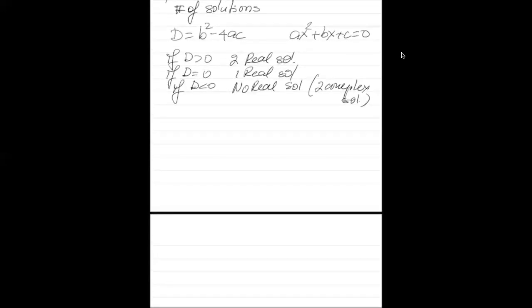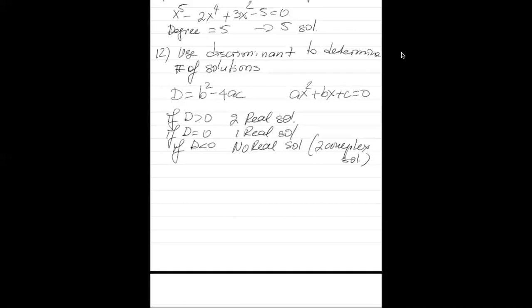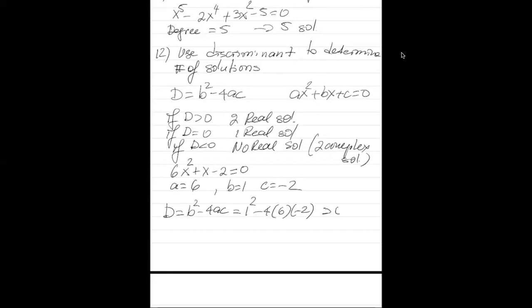So, the example for number 12 is 6x squared plus x minus 2 equals 0. a is 6, b is 1, c is negative 2. Discriminant, b squared minus 4ac equals 1 squared minus 4 times 6 times negative 2. All we want to know is positive or negative. Looks like positive. So 2 real solutions.